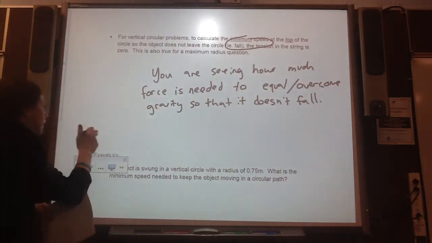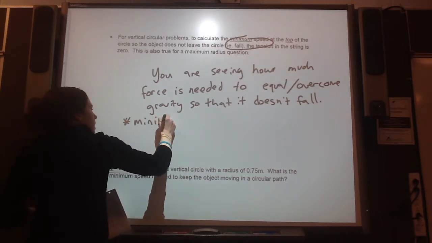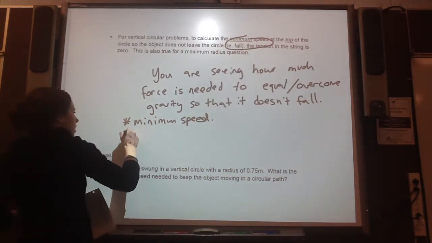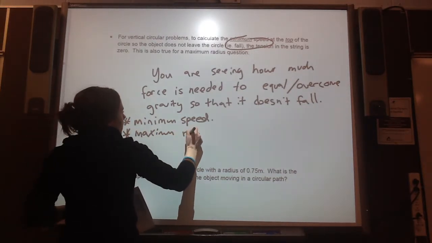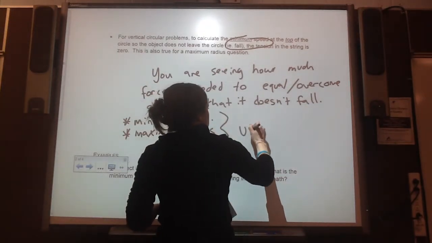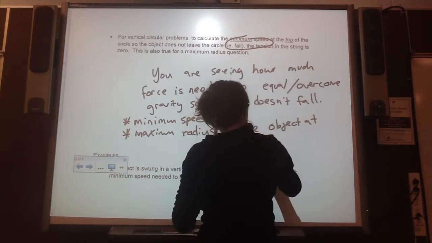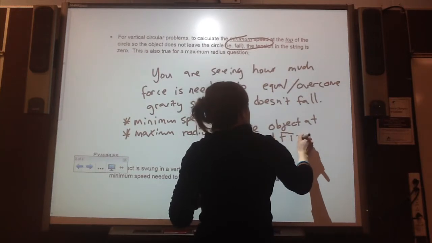So this is specifically when you're looking at minimum speed questions, if it asks you about minimum speed, or maximum radius. So you use object at top, and Ft is equal to 0.